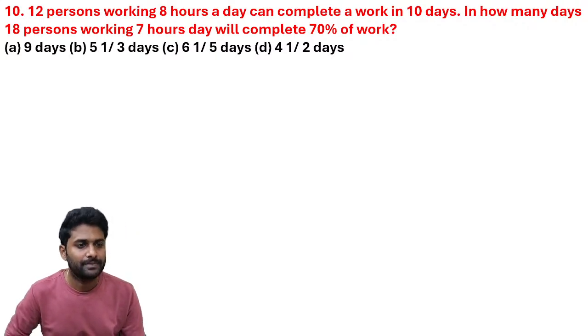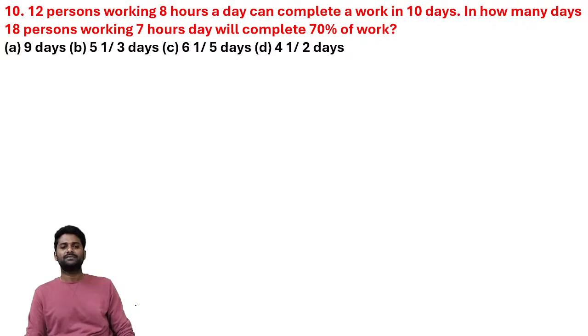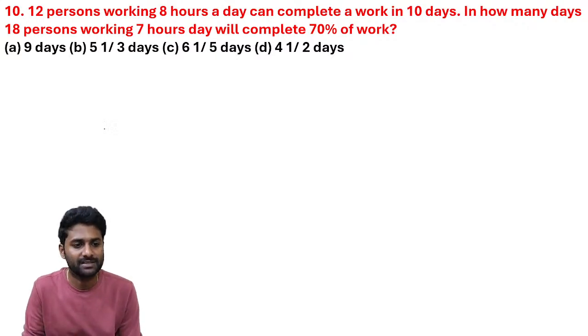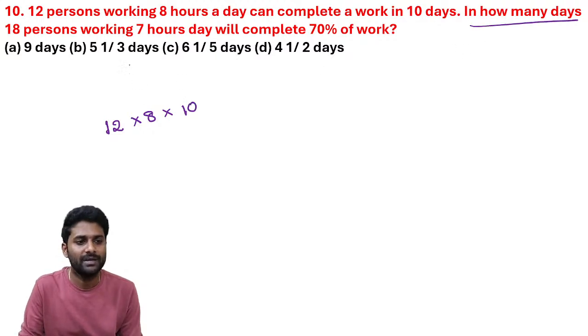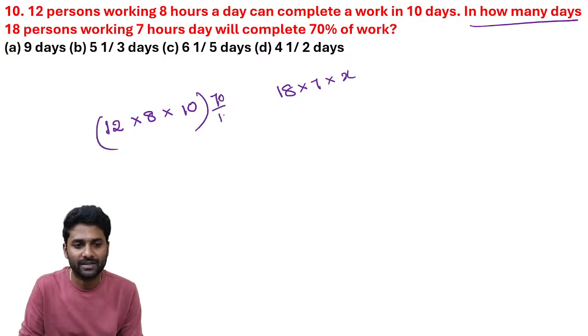Now see the next question. 12 persons working 8 hours a day can complete the work in 10 days. In how many days will 18 persons working 7 hours per day complete only 70 percent of the work? Let's go for the simplification part here.